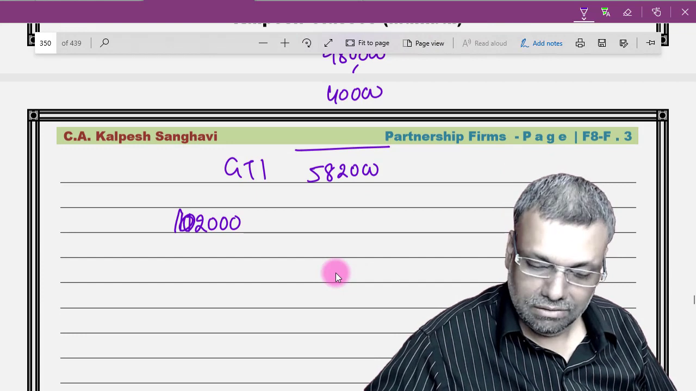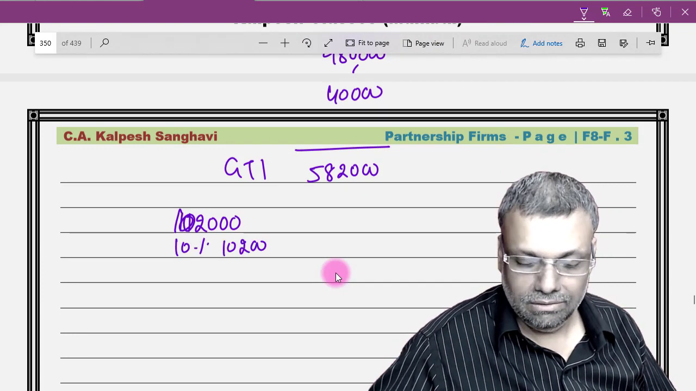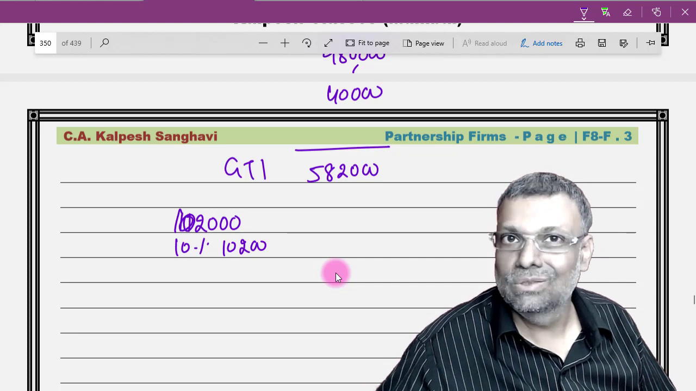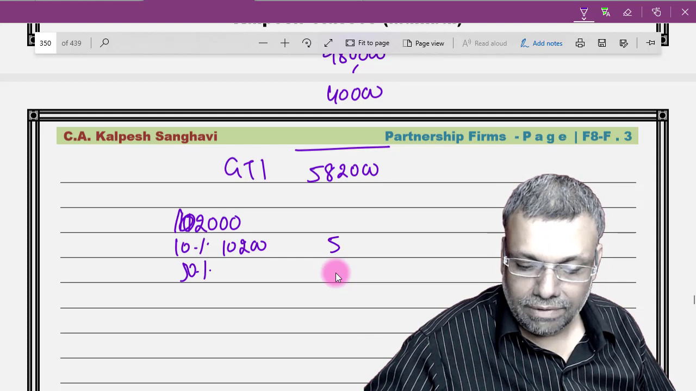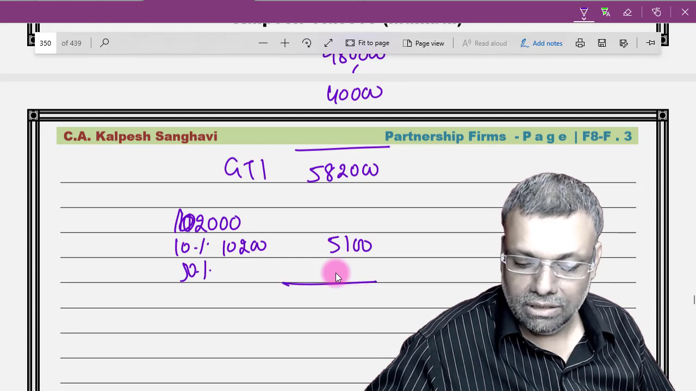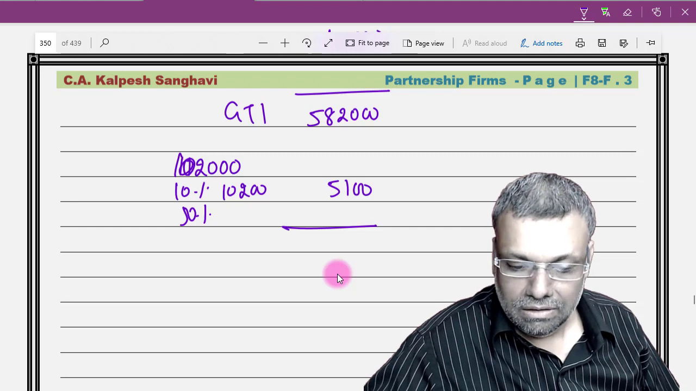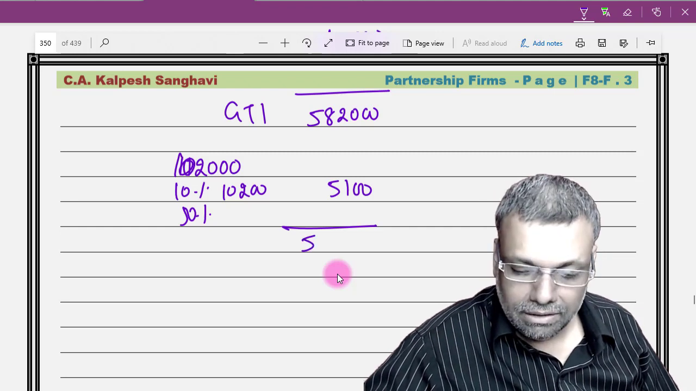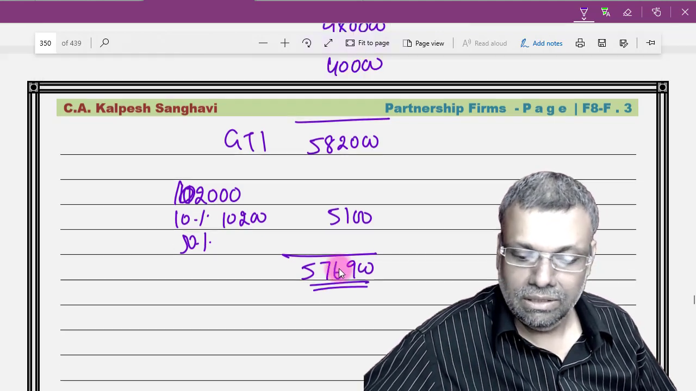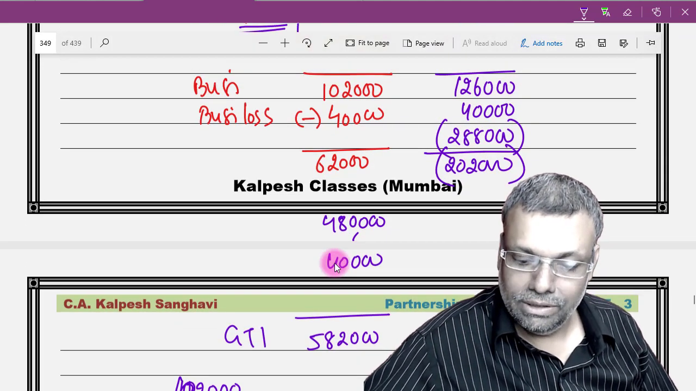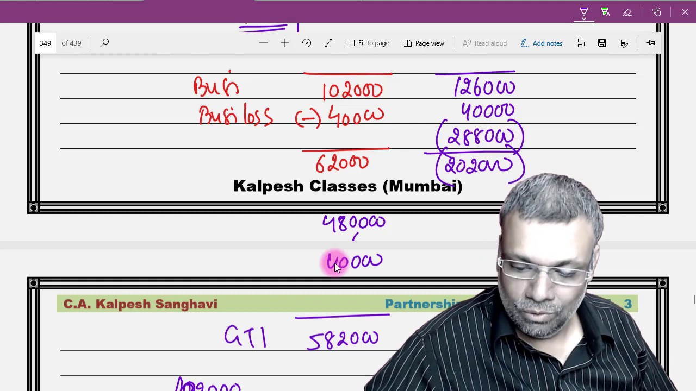And 10% will be eligible. So 10,200 will be eligible. My actual is 60,000. So 60,000 I will not be able to claim. And of that 50%, so 5,100 I will get as the deduction under ATG. Okay. And accordingly my net income will be 576,900.